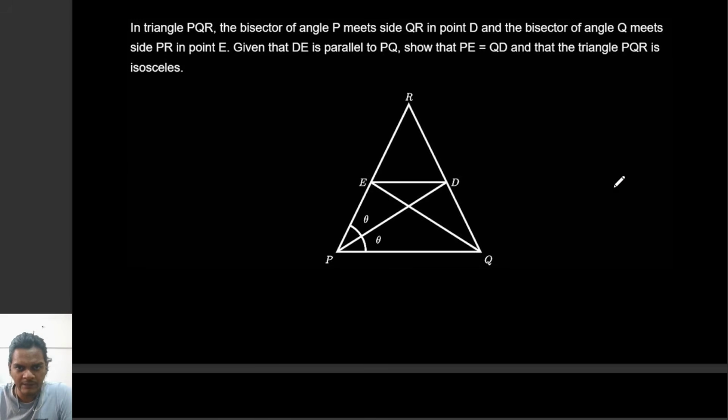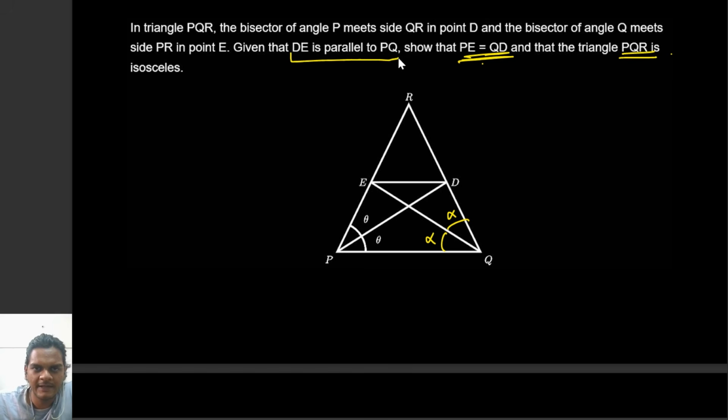In this triangle PQR, the bisector of angle P meets the side QR at D. The bisector of angle Q, so this is also a bisector, let's say this is alpha, meets the side PR at E, given that DE is parallel to PQ. Show that PE is equal to QD and the triangle PQR is isosceles. I again pause the video, try it for yourself.